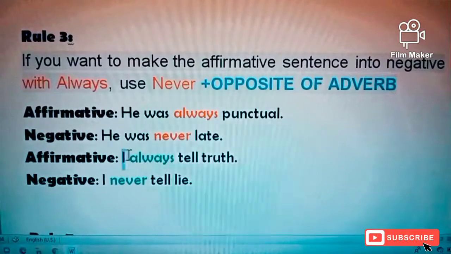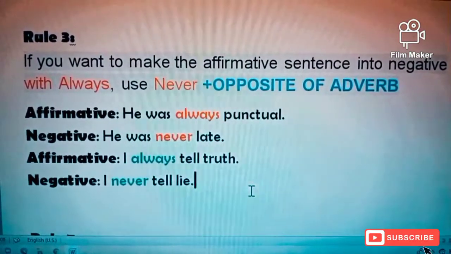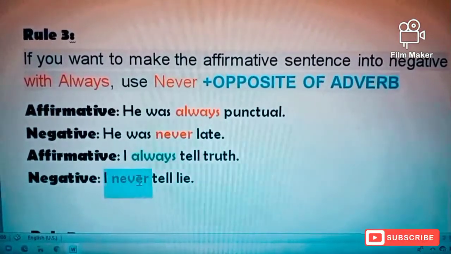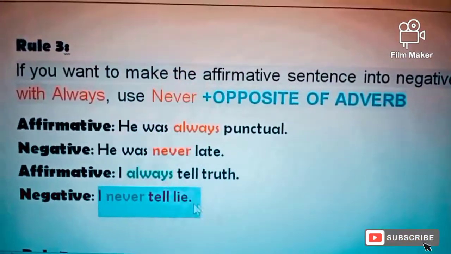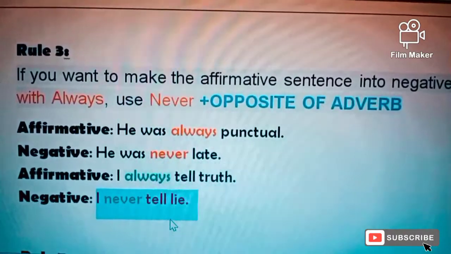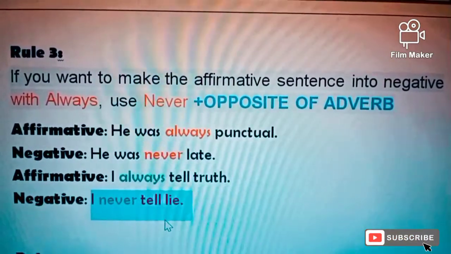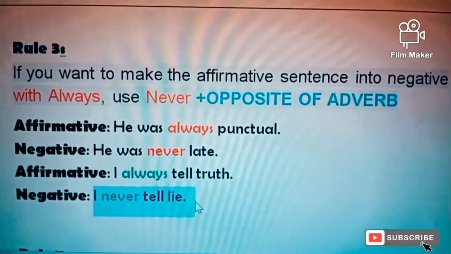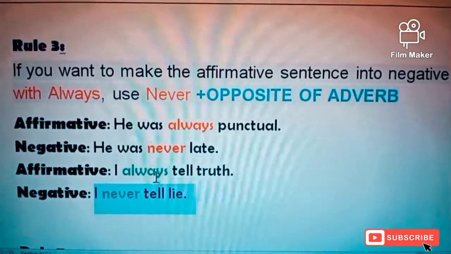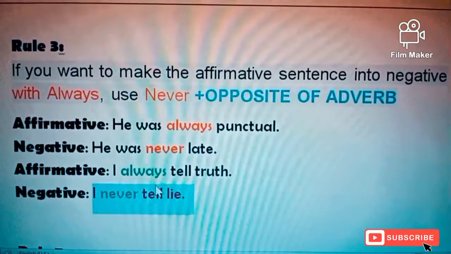Next example, I always tell the truth. Negative sentence: I never tell a lie. So here we are not only trying to change the structure, but one thing you should clearly focus on is that you are not supposed to change the meaning of the sentence.